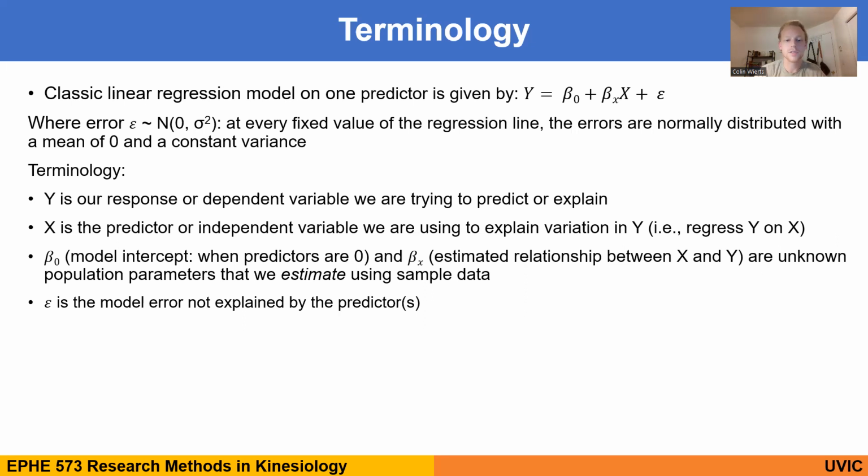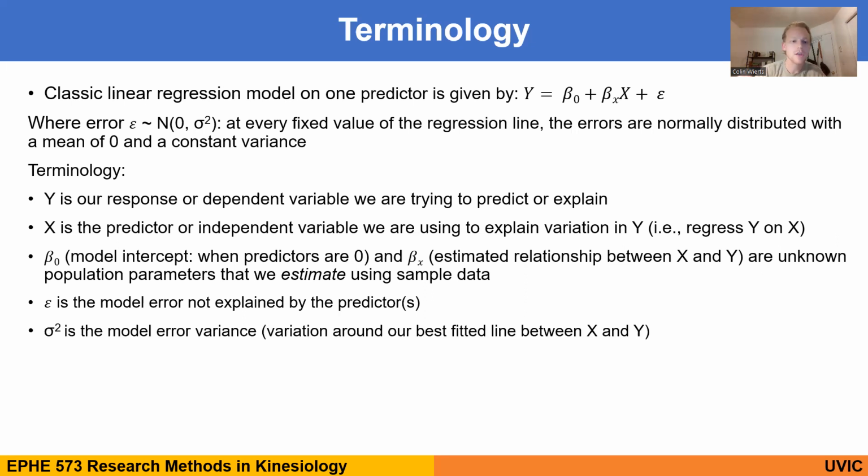And then we have our error, which is not explained by the predictors, and we have a variation for the error. So that's the variation around our best fitted line between x and y. For each value of x, there's a fitted value that's following this linear line, or it could be nonlinear as well. But in this case it was a linear line, and obviously not everybody falls on that line. Everyone who falls around it has error, and there's going to be variability. So we can assess the variability of that error around the line of best fit.